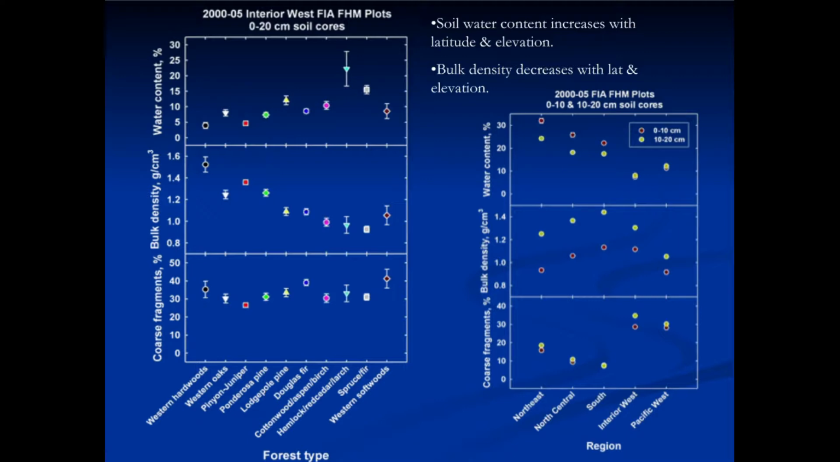Bulk density data. Notice there's a gradient by elevation and latitude in bulk densities. Here's aspen. Here's spruce fir. Aspen, spruce fir is the gray here. We're mostly going to be focusing on these. This gradient here is mostly due to changes in soil organic matter, as you're going to see coming up here.